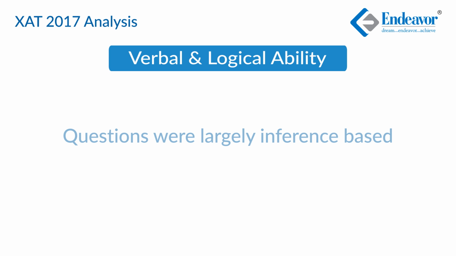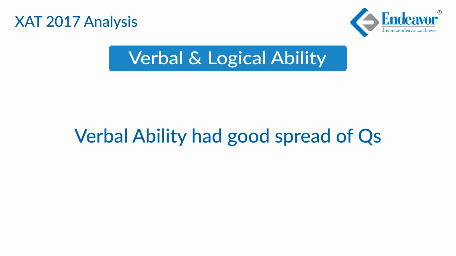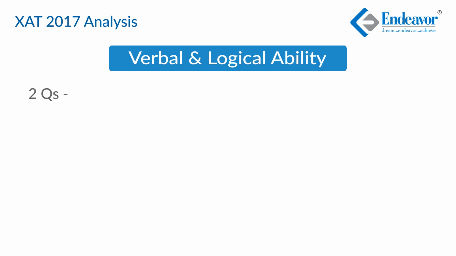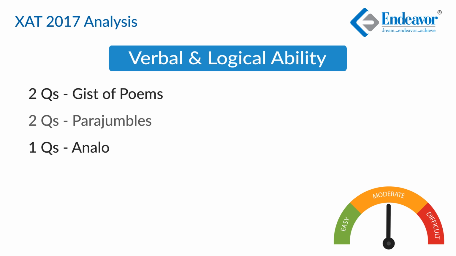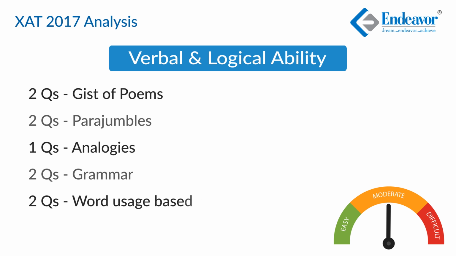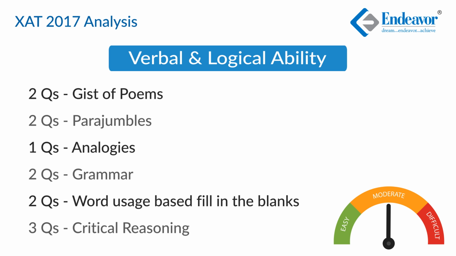All in all, the RCs can be considered moderate in terms of difficulty level because most of the questions were inference based. The remaining 12 questions had a very good spread. There were 2 poem based questions in the test paper, where we had to find the central idea or the gist. There were 2 questions on parajumbles, 1 on analogies, 2 on grammar based fill in the blanks discussing the usages of words, and 3 questions on critical reasoning.